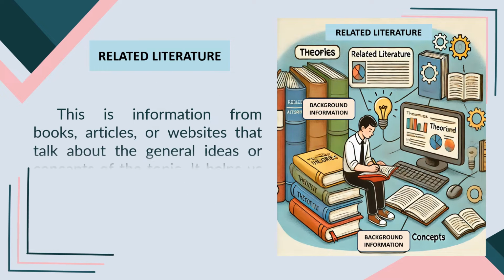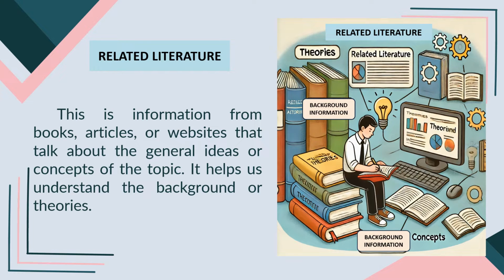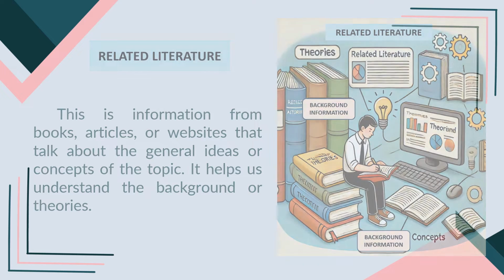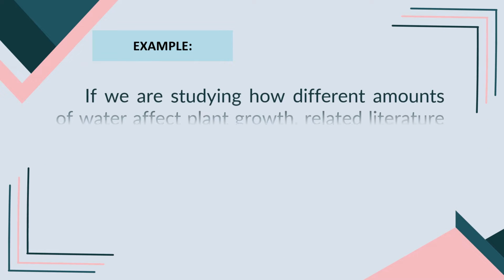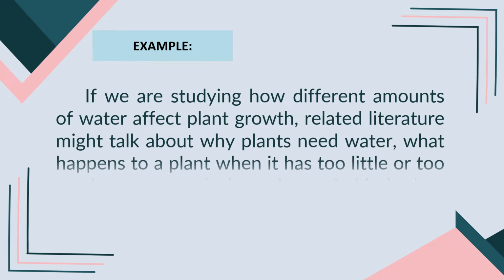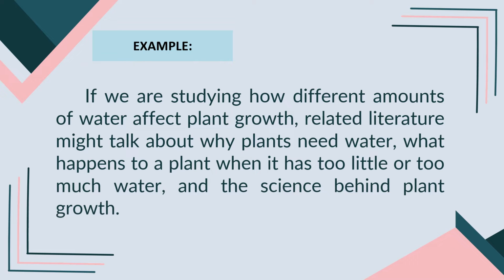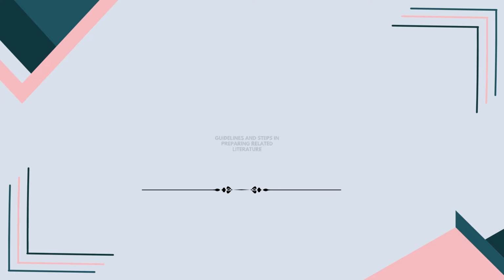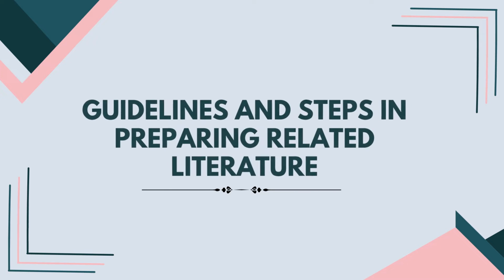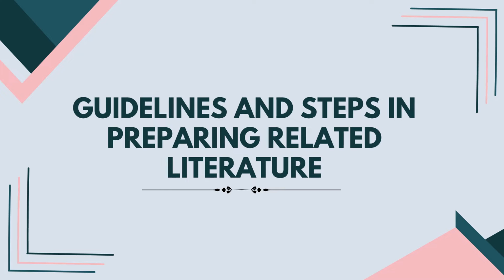Related literature is information from books, articles, or websites that talk about the general ideas or concepts of the topic. It helps us understand the background or theories. Example: if we are studying how different amounts of water affect plant growth, related literature might talk about why plants need water, what happens to a plant when it has too little or too much water, and the science behind plant growth. Let's discuss the guidelines and steps in preparing related literature one by one.